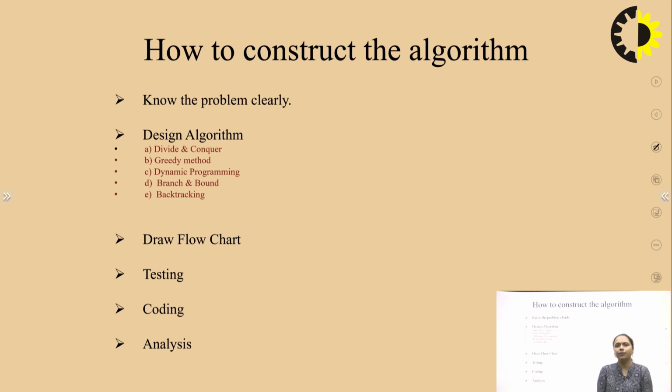And there are various methods to write an algorithm. Some of the methods are divide and conquer, greedy method, dynamic programming, branch and bound, and backtracking. So using one of these methods, we provide our solution. After designing the algorithm, we go with the flow chart, then with the testing of the solution, and then coding, and then analysis. And the best solution among all the algorithms we have designed will be the final answer to the problem.